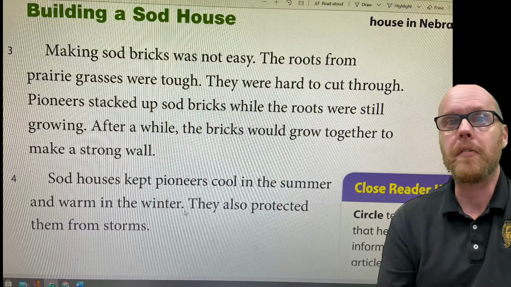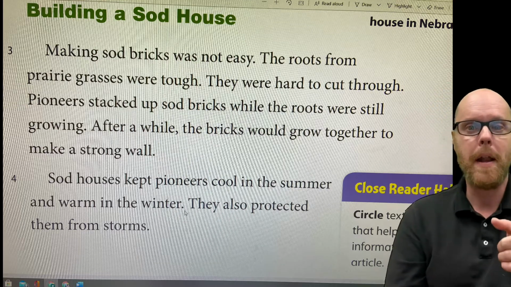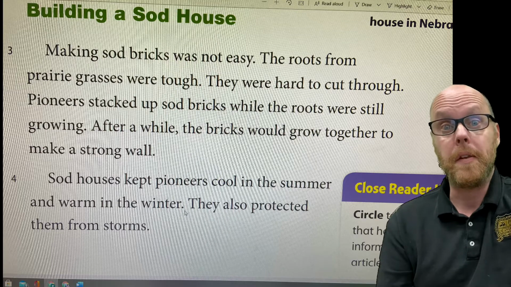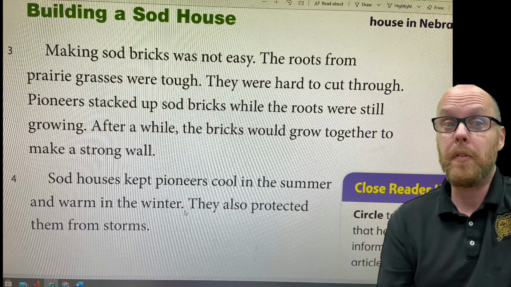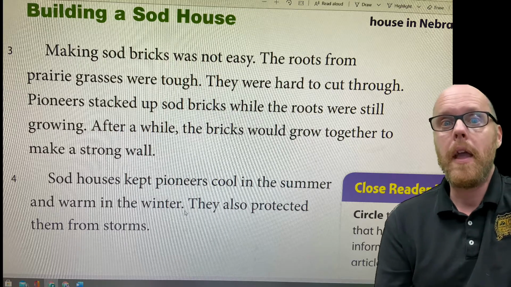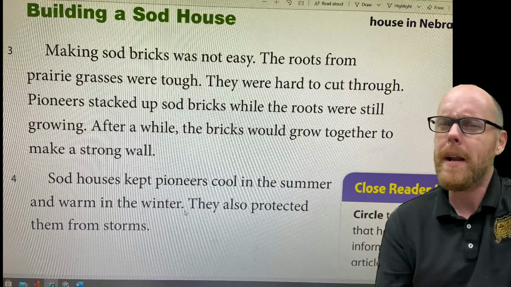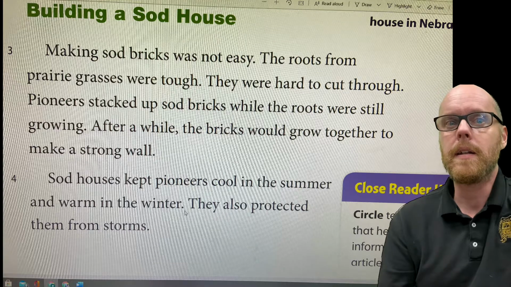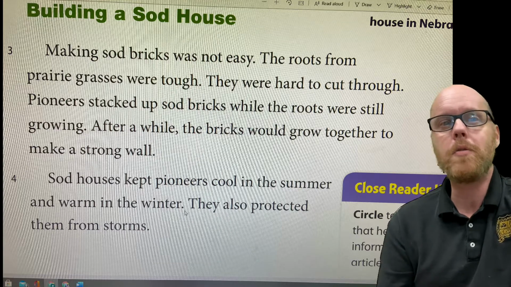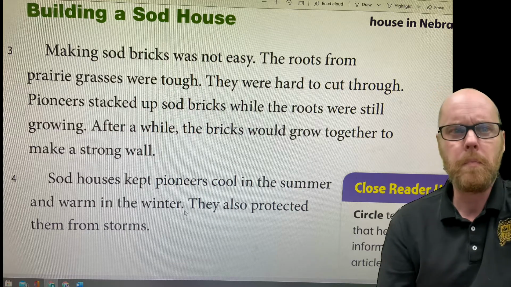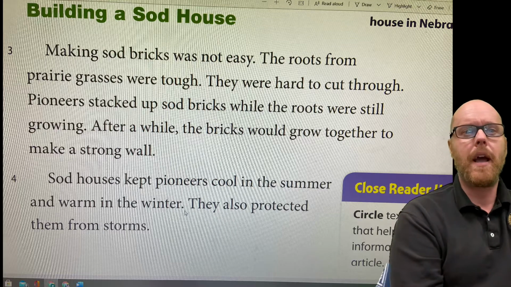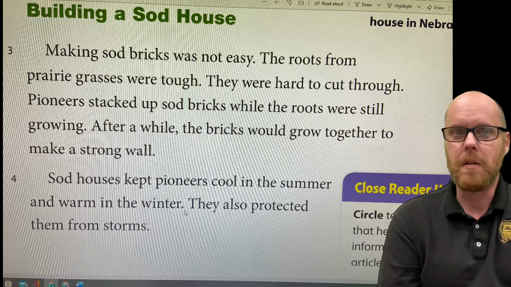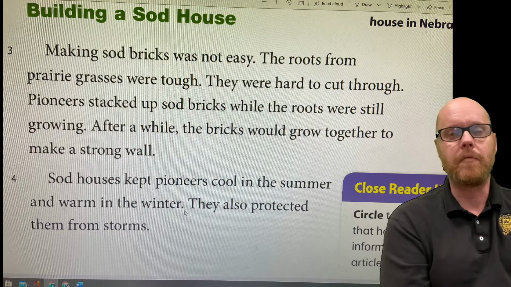Building a sod house, and here's our second subheading. Making sod bricks was not easy. The roots from the prairie grasses were tough. They were hard to cut through. Pioneers stacked up sod bricks while the roots were still growing. After a while, the bricks would grow together to make a strong wall. The sod houses kept pioneers cool in the summer and warm in the winter. They also protected them from storms.